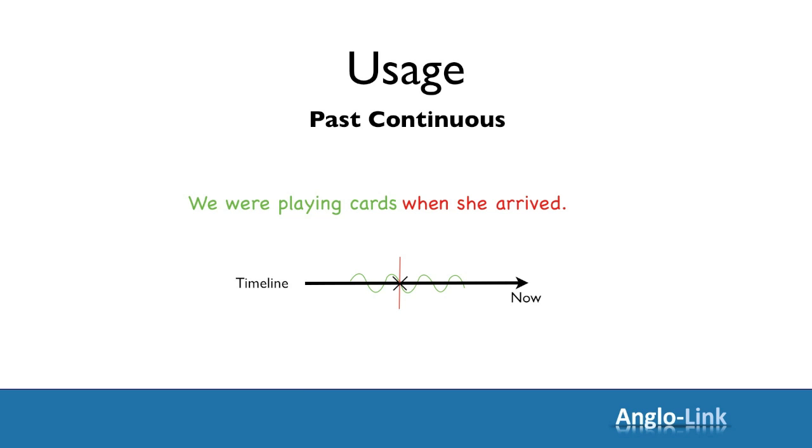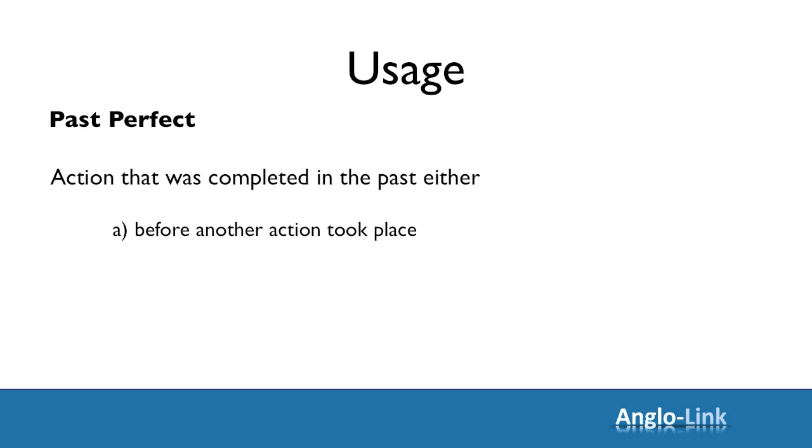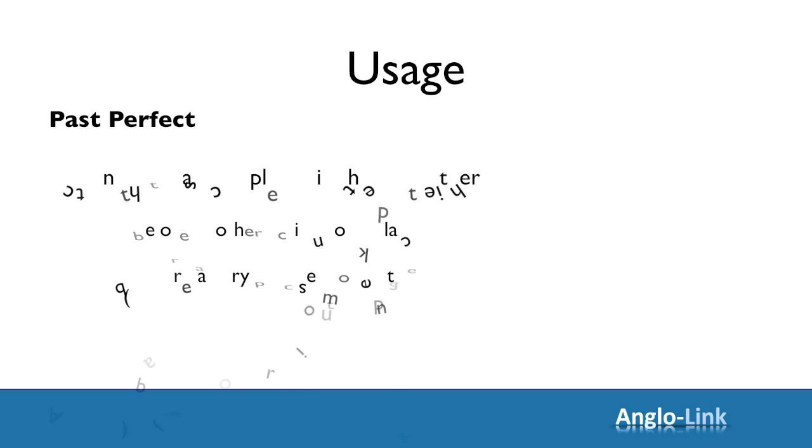Now let's look at the usage of the past perfect tense. The past perfect tense refers to an action that was completed in the past, either before another action took place or before a very precise moment. Let's look at some examples.